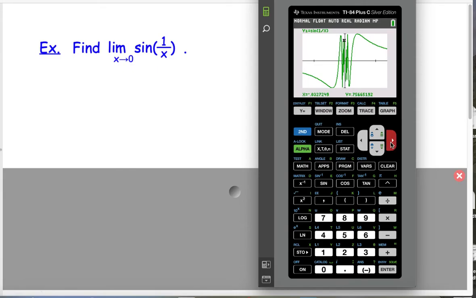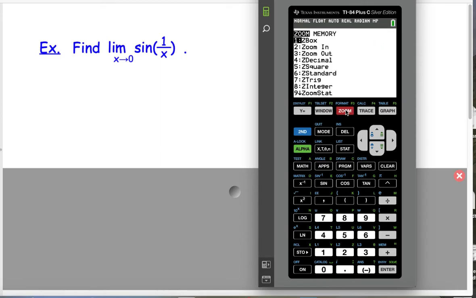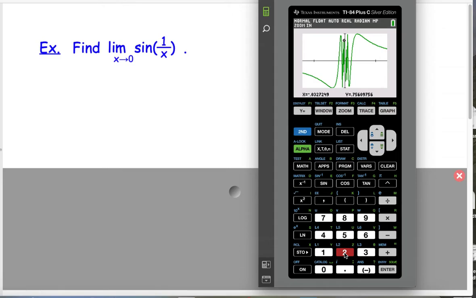Maybe I should zoom in one more time. Let's zoom in. Let's zoom in. I want to zoom in right around here at 0, 0. There we go. Enter. Oh my gosh, it even gets worse.